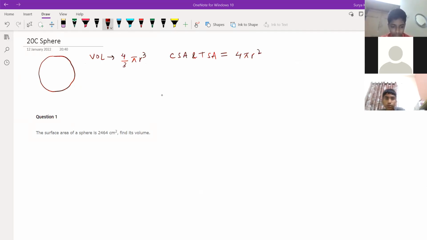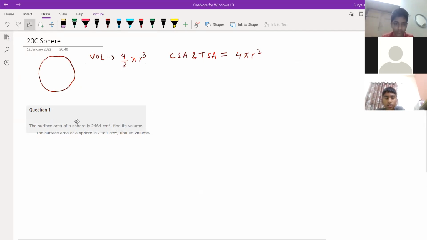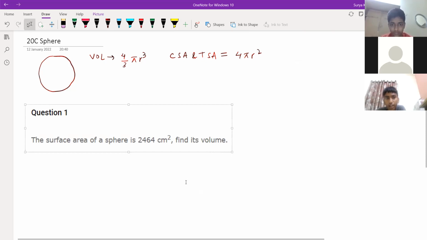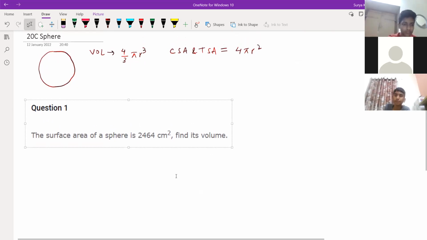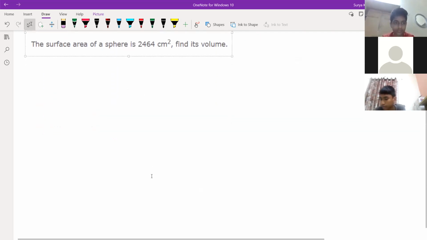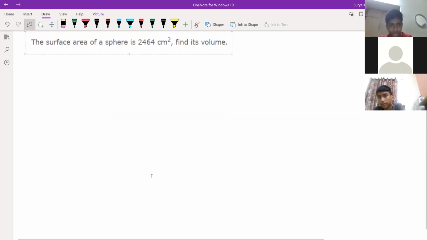R cube. CSA you are saying, CSA part? Yes, sir. Krishna, CSA, area is always square only, okay? It's not cube, remember. 4 pi r square, this is two dimensional, no? The power 2 on r is coming in area, right? In three dimensional, power 3 will come. So the surface area of the sphere is 2464.